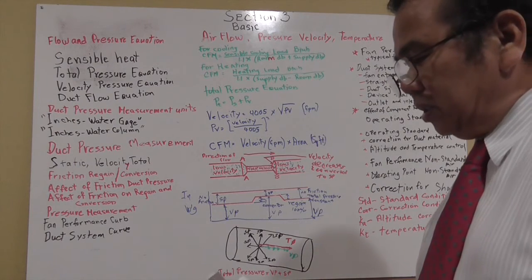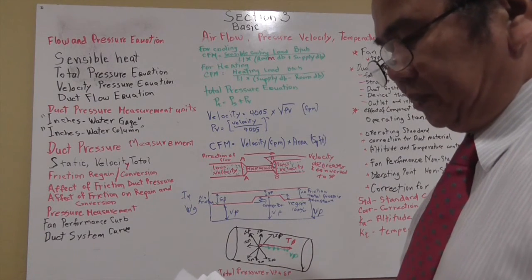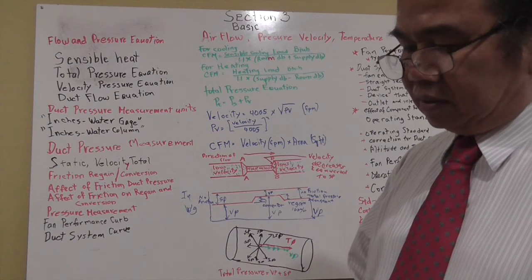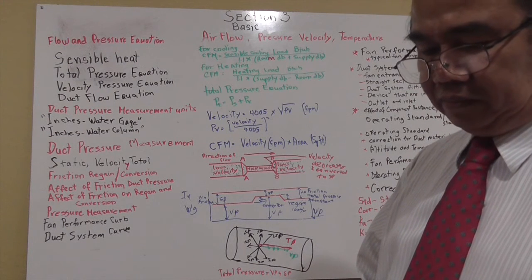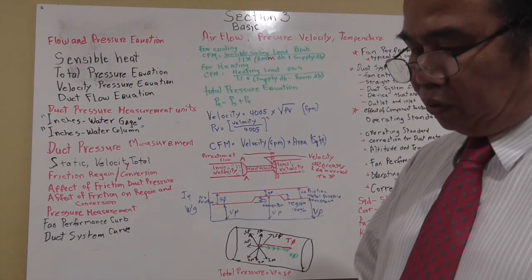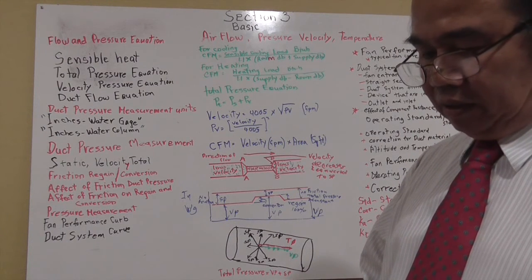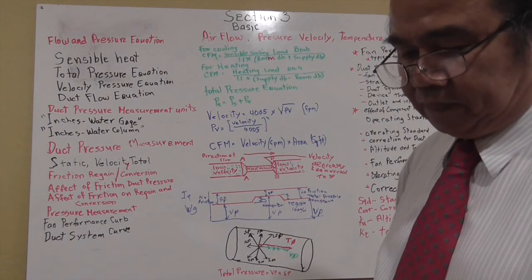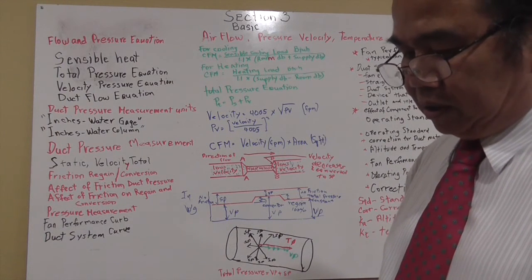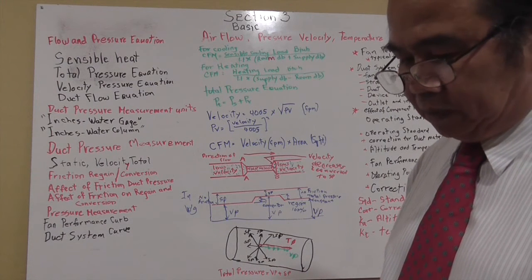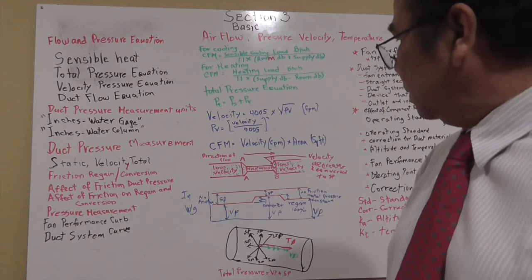Effect of friction on the duct pressure. Friction dissipates the energy in the airstream. In the duct system, the energy continuously decreases in the direction of the airflow. Friction causes a continuous reduction of total pressure in the direction of the flow.